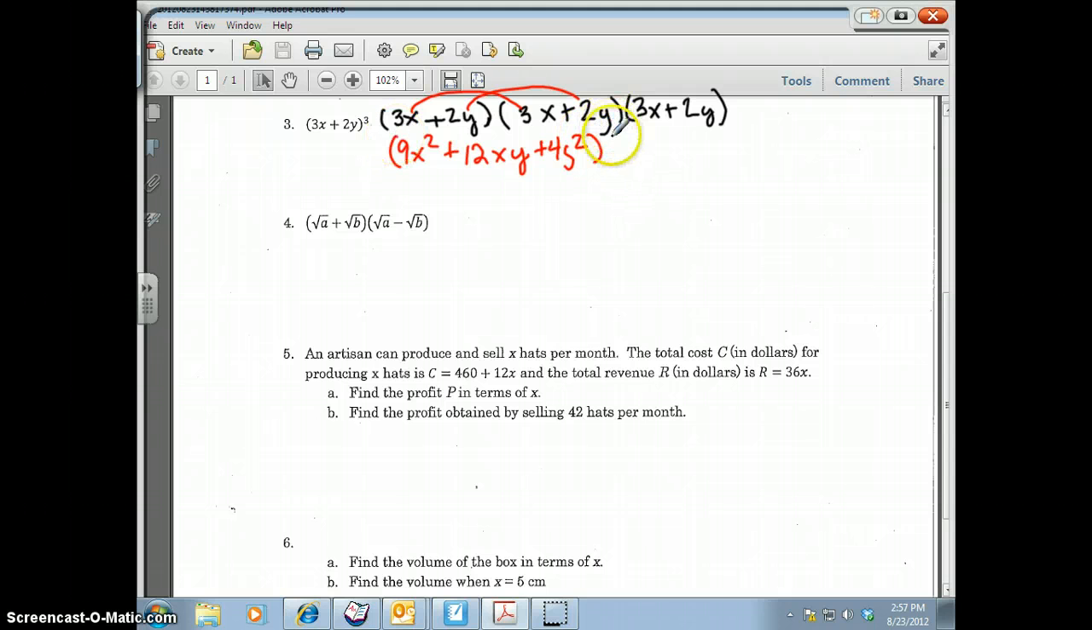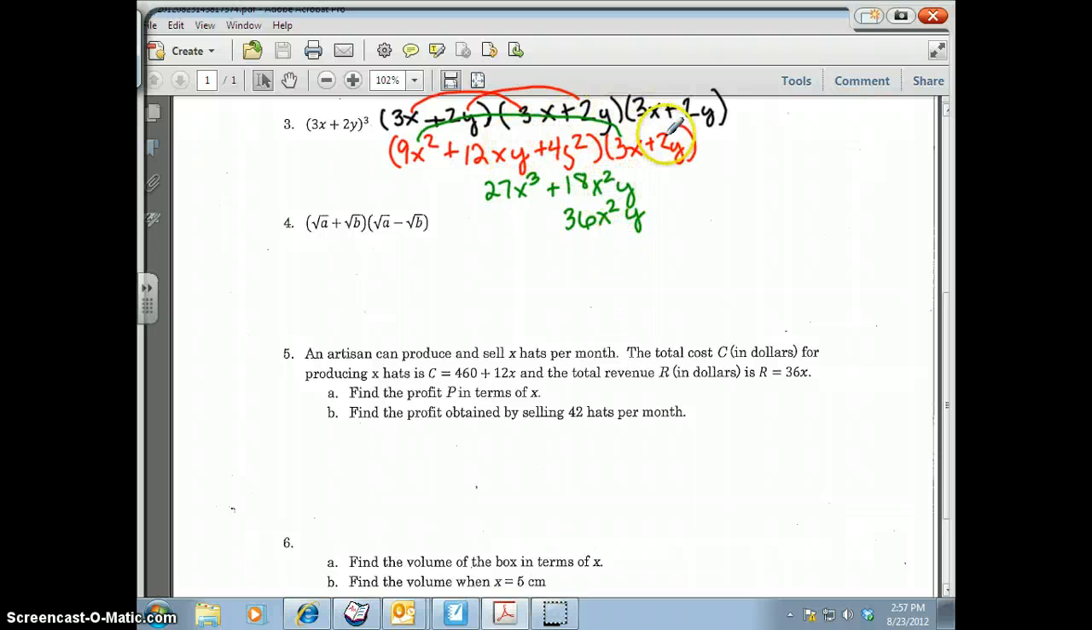And we need to take all of that times 3x plus 2y. So now we have 9x squared times 3x, which is 27x cubed. 9x squared times 2y is 18x squared y. 12xy times 3x is 36x squared y, and I wrote it directly under the other x squared y.